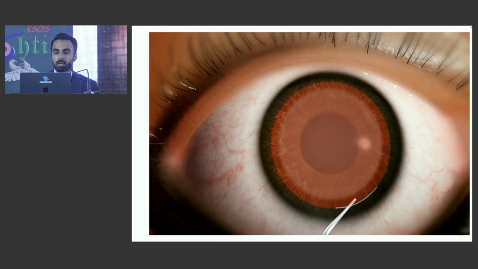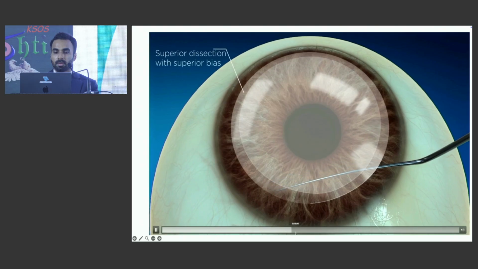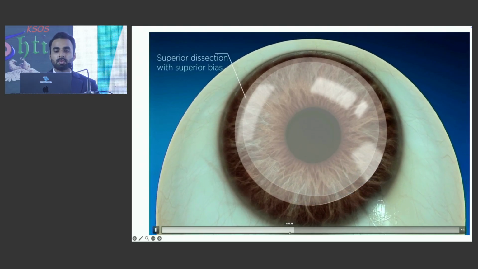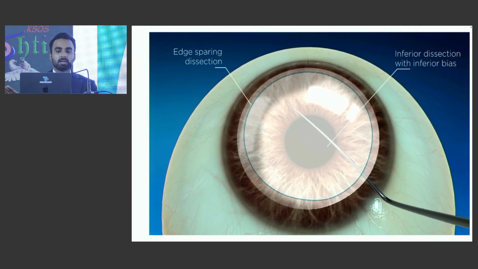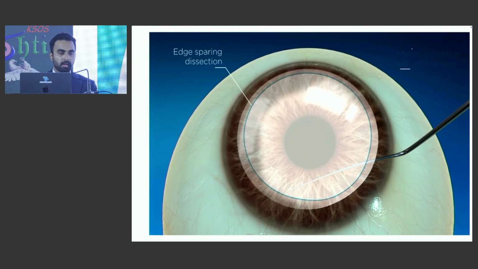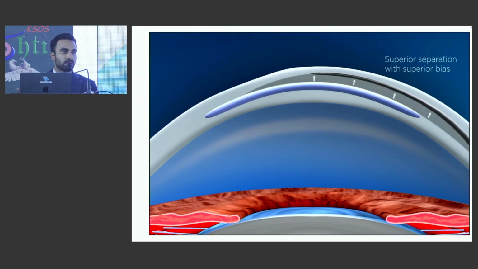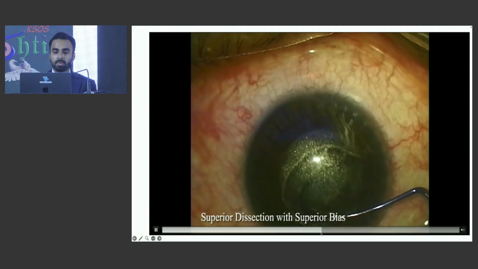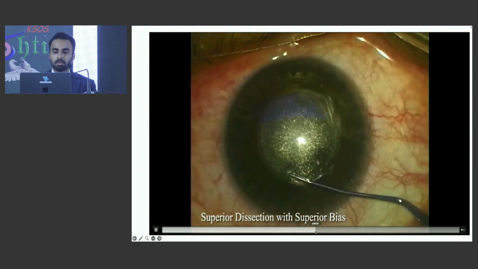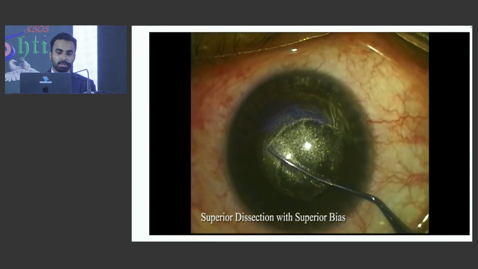Superior dissection, what you have to do is you have to go from end to end. So in the superior dissection, you have to dissect to the superior bias. Here, you have to go right up to the cap edge, but when you're doing the inferior dissection, stay within the center of the lenticule and leave some anchors of tissue there so that the lenticule does not fold over. So we'll go to the superior dissection first now. So as you see here, when you're dissecting superiorly, you go right up to the edge of the cap.